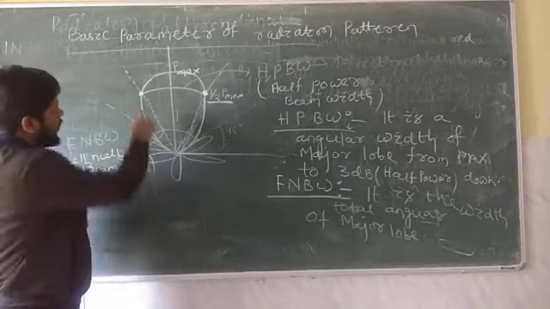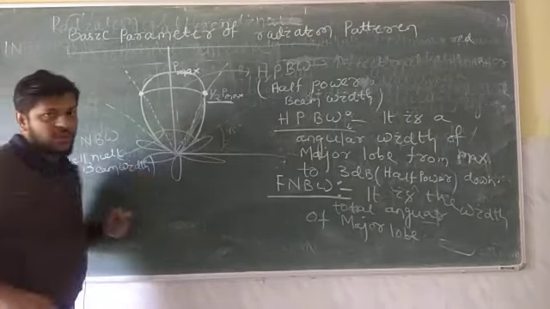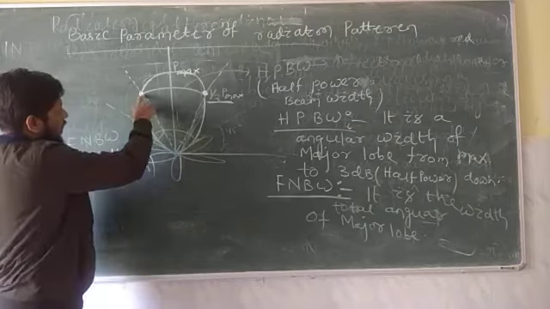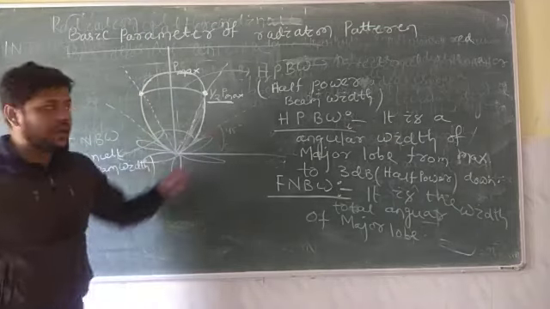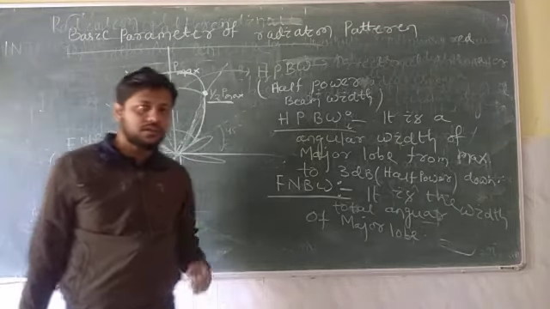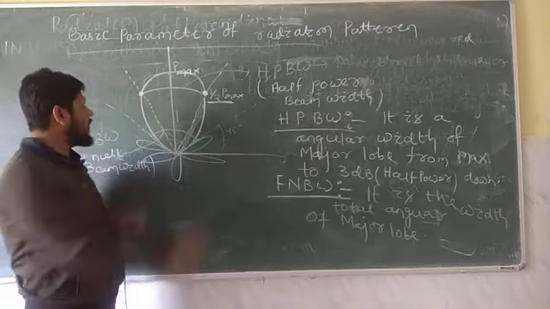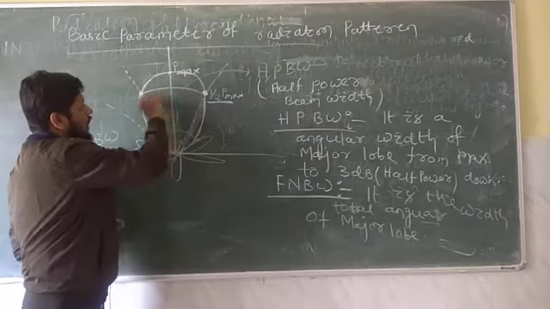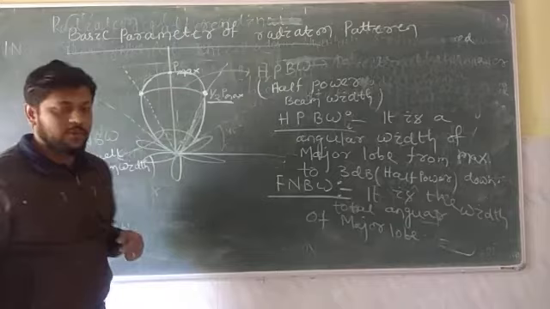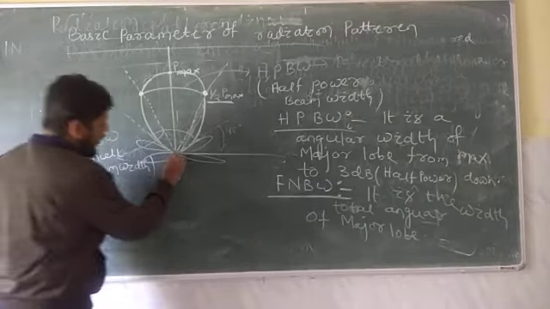So here the angular width is known as your beam width, and exactly at this beam width the power is half, that's why this is known as your half power beam width. The maximum power is here and this angular width is known as your half power beam width. Then the total width we can draw here.